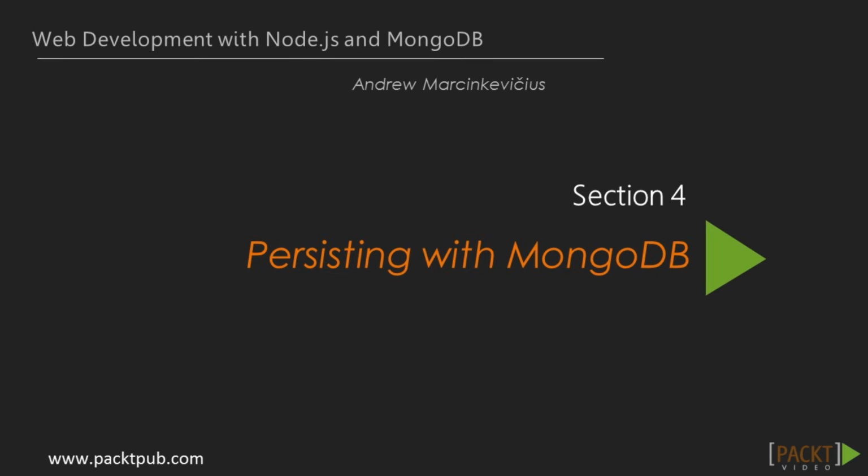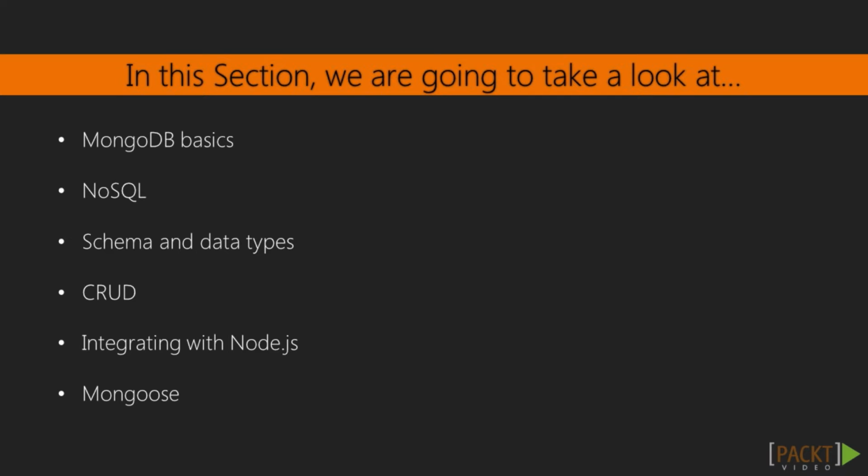Hello, and welcome to the fourth section, Persisting with MongoDB. In the previous section, we learned how to build an application using the Express.js framework. In this section, we will learn how to persist our data using the MongoDB database. First, we will learn what MongoDB is, why use it, and how to install it. Then, we will learn what NoSQL is and the various types of databases it provides.